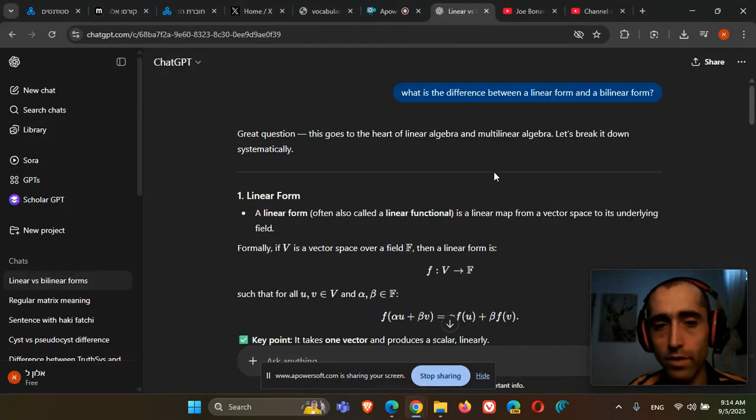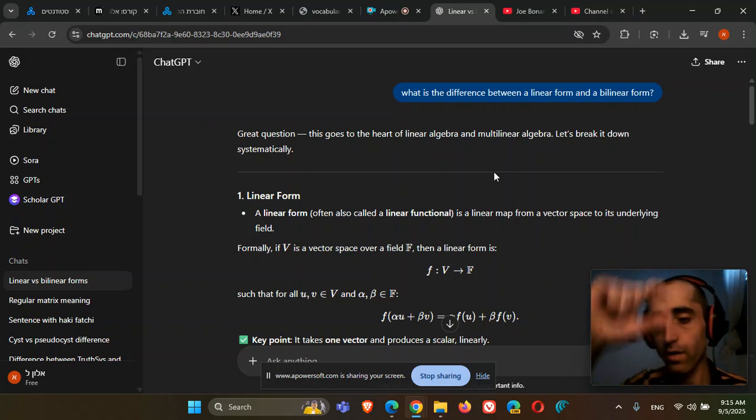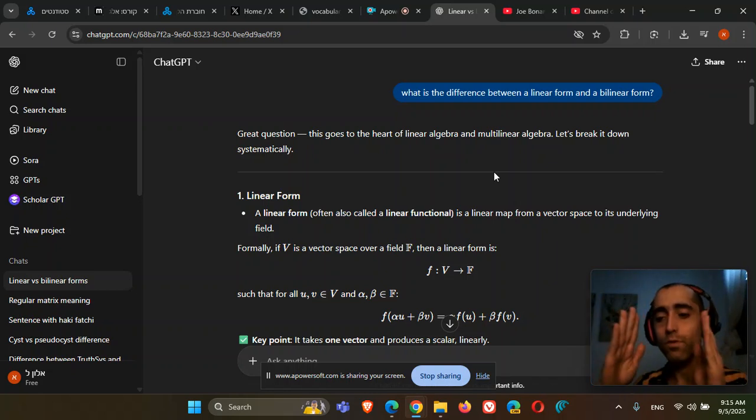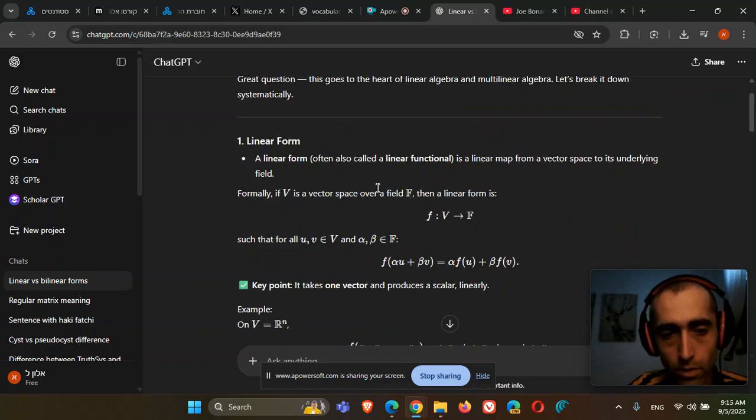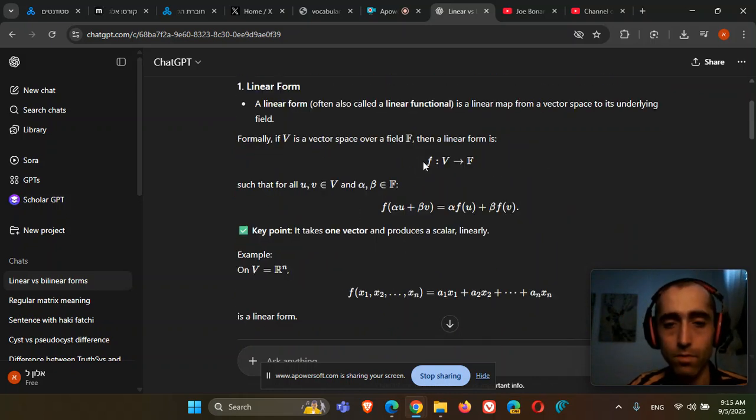So let's look at the difference between a linear form and a bilinear form. As the name suggests, a linear form is linear in something, and a bilinear form has two things that are linear. So let's look at it. A linear form is a map that goes from a vector space to a field. So it goes from a vector to a scalar, and in that vector it is linear.